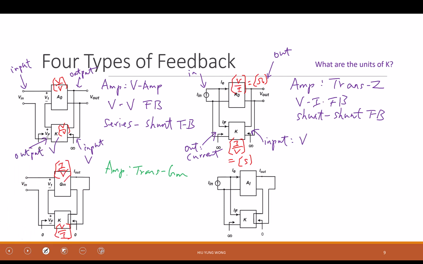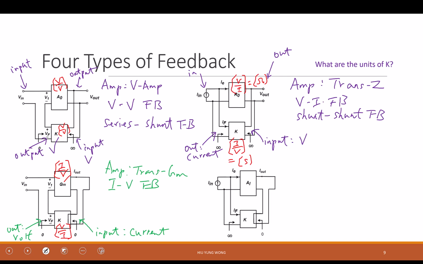Then, in terms of the feedback, this is the input to the feedback amplifier, and it is a current. And this is the output of the feedback amplifier. The output is a voltage. So what type of feedback is this? IV, current voltage feedback. Okay. Now from the whole circuit perspective, what type of amplifier is this?